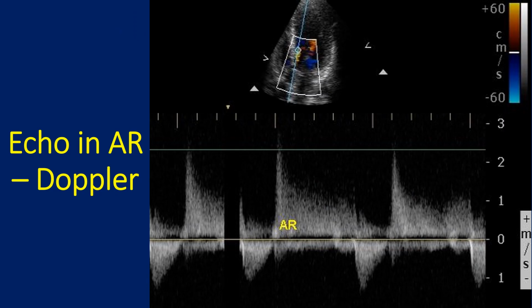Trivial aortic regurgitation on Doppler interrogation from the apical 5-chamber view, which is seen as 2D image in the upper panel. Incomplete image of the jet is obtained when the regurgitant flow is less, as in trivial or mild AR. The jet seen below the baseline is the forward aortic flow in systole, whereas AR occurs in diastole and is seen above the baseline. This is because the regurgitant flow into the left ventricle is towards the transducer in this view. The forward velocity is about 1.2 meter per second, indicating the absence of any associated aortic stenosis.